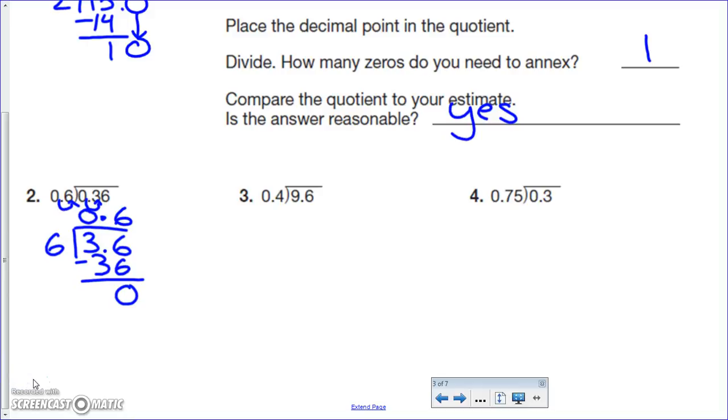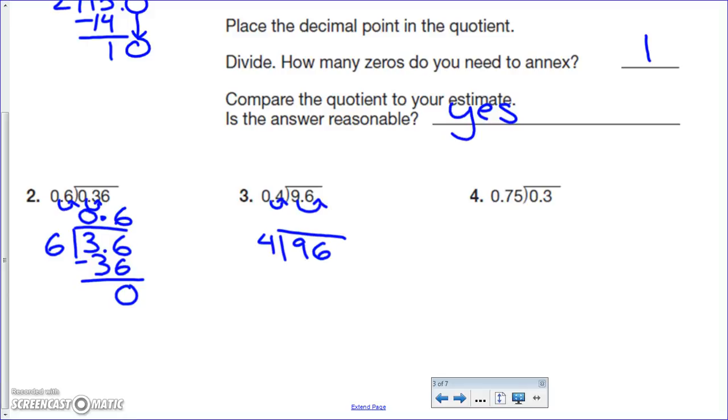All right, for number 3, we have 4/10 dividing into 9 and 6/10. So the first thing we need to do is multiply by 10, which allows us to move the decimal one place. So we're going to move it behind the 4 and behind the 6. Now we just divide like we do with whole numbers.